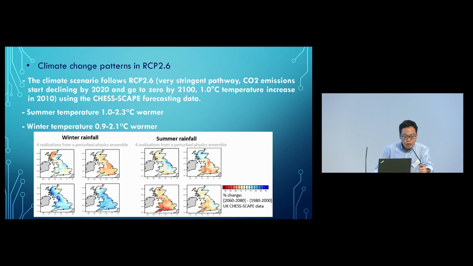We set the climate change condition as the RCP 2.6 pathway, which is a very strict pathway for CO2 emissions. As the prediction, the summer temperature will increase by 1 to 2 degrees Celsius, and the winter temperature will increase by 0.9 to 2.1 degrees in the UK, as shown in the figure. And these data are simulated by Chess-Scape.